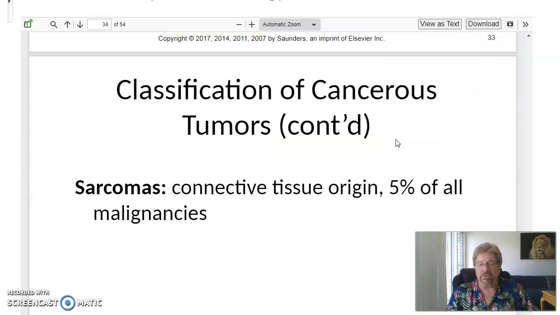Sarcomas, we mentioned it just a bit ago, are of connective tissue origin. They make up 5%. For example, the most common primary bone cancer, because there's a lot of cancers that spread to the bone, like breast and prostate and stuff. But primary means it formed there. Is Osteosarcoma.